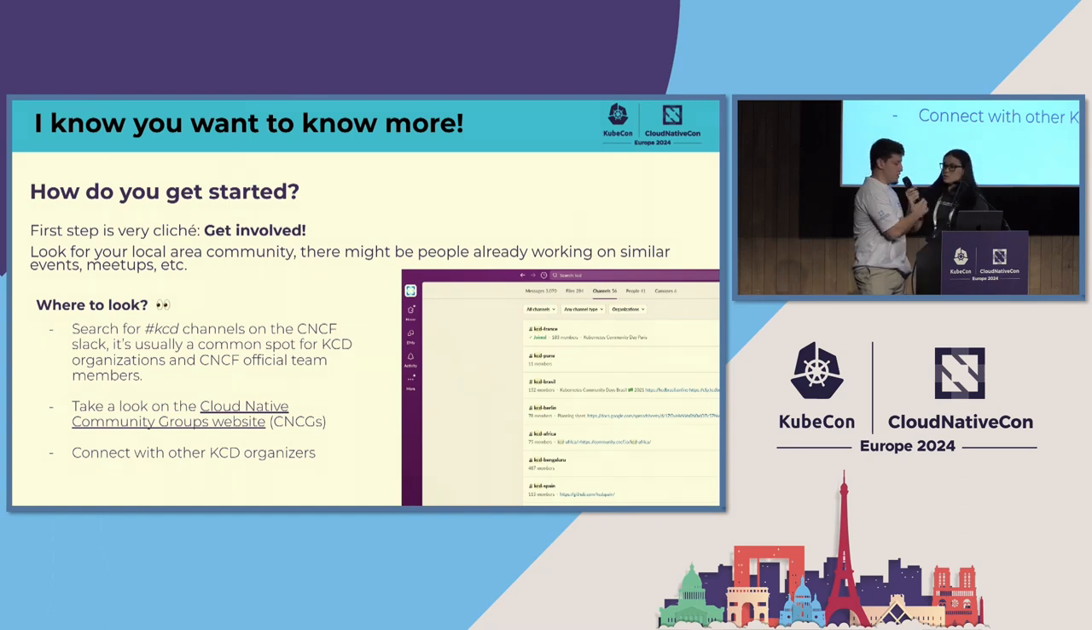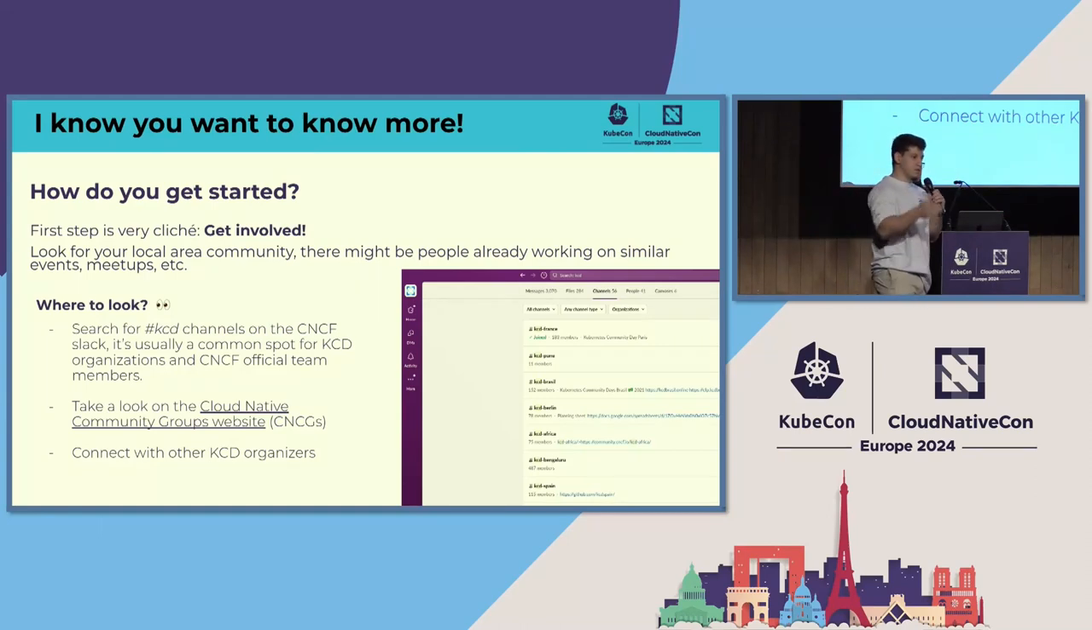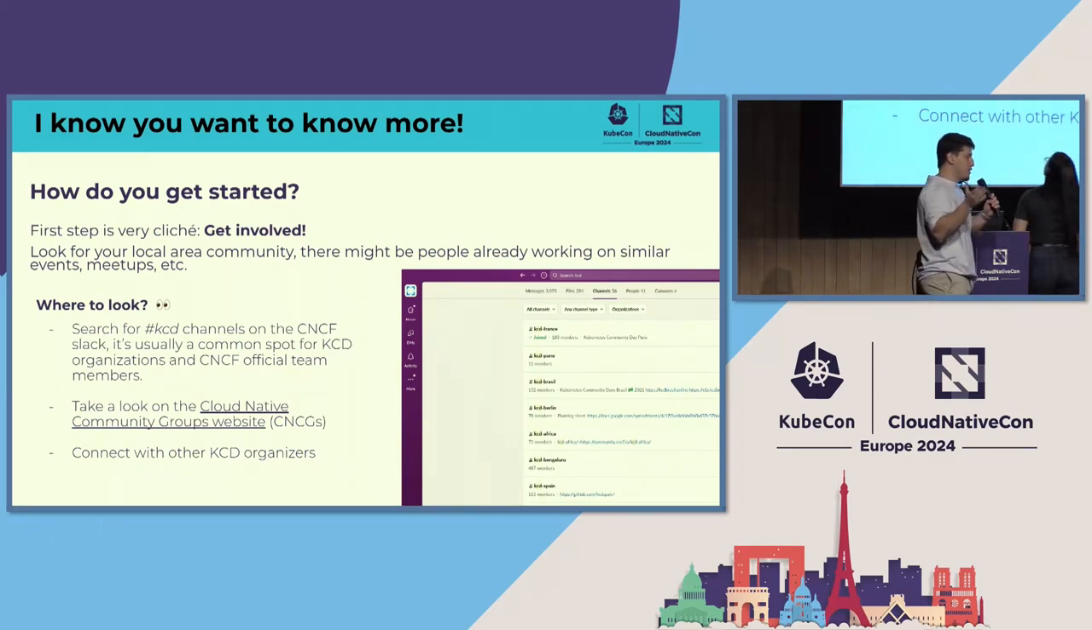Yeah, I think we can go back straight to the point. We know you want more. Maybe some of you want to get involved and get started on how to organize community events in your regions, in your cities. This is really how you get started. And the first step is really very cliche: get involved. If you know people in your region doing these kinds of things, meetups, they should be good people to talk to. They might be doing similar things, so try to find these people.